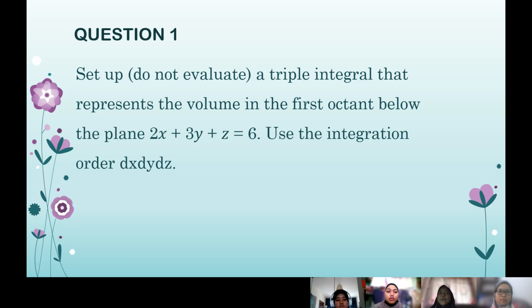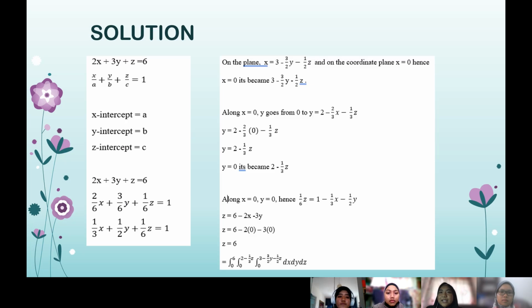So, for question 1, the question asks to set up a triple integral that represents the volume in the first octant below the plane 2x plus 3y plus z equals 6. Use the integration order dx, dy, dz. So, first of all, we must find the intercept for x, y, and z.